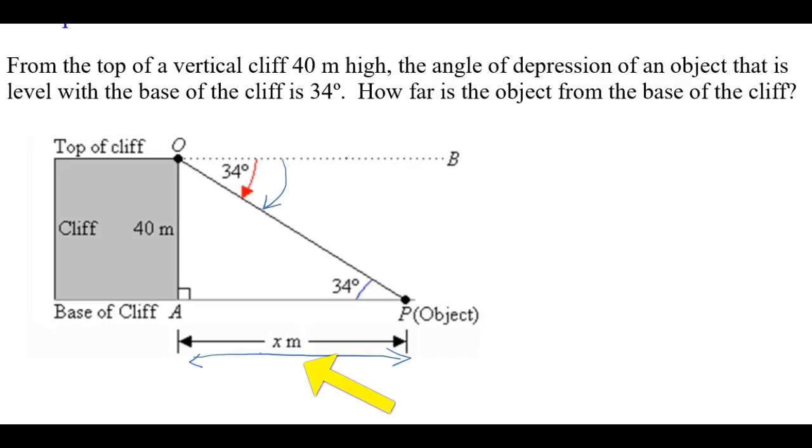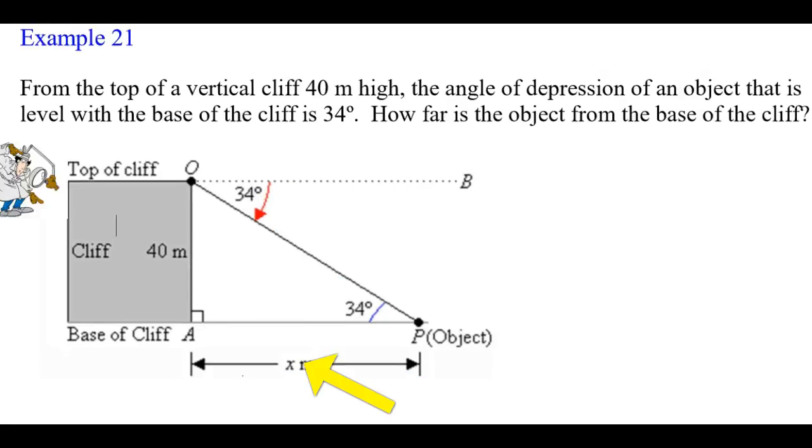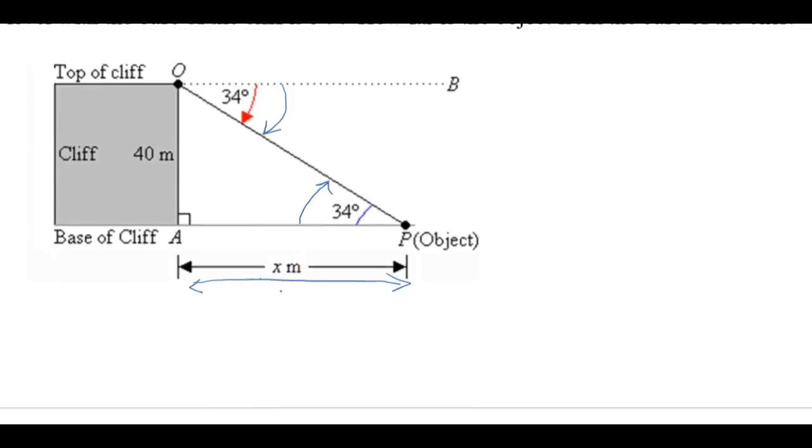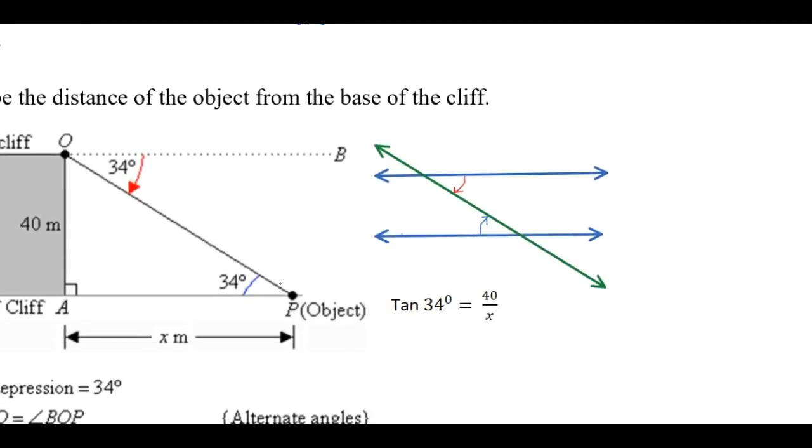Well, the reason they drew this dotted line is to show that it's parallel with the horizontal of the horizon down here. So two parallel lines cut by a transversal creates two congruent angles. The 34 degrees here, the angle of elevation, and the 34 degrees here, the angle of depression, create those two angles. So remember, two alternate interior angles are formed. Let's look at it in a picture view.